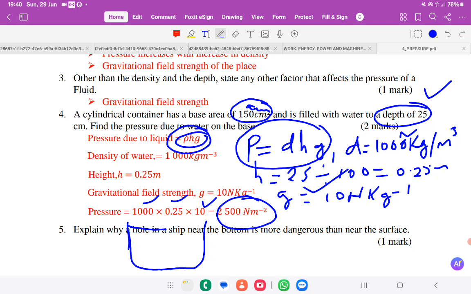Remember, suppose this is a ship. So we have a hole here and another hole here. Let's call this hole 1 and hole 2. This one, hole 2, is closer to the bottom, near the bottom. This one is near the surface. So this is the ship floating on the water.